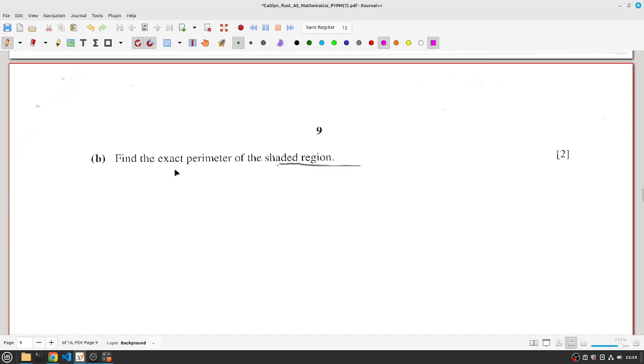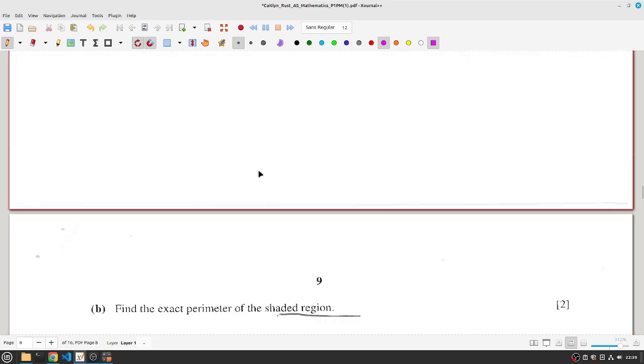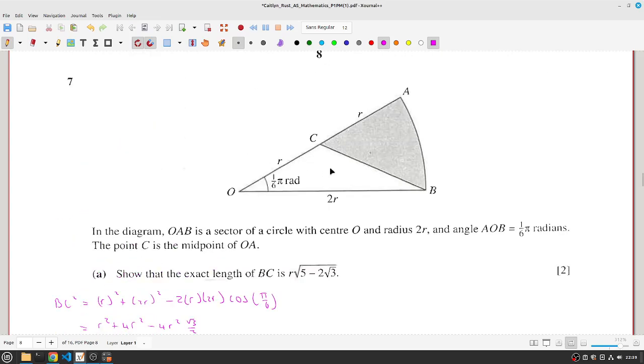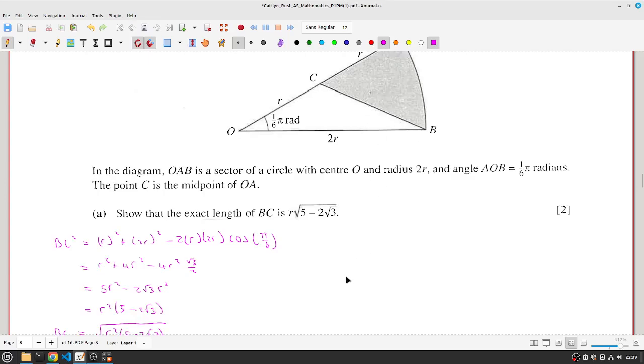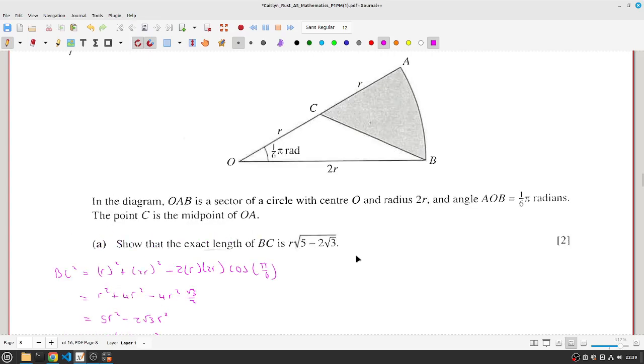Next, we have to find the exact perimeter of the shaded region. For this, I will do it up here, because here we can see the picture, and then I can copy it down. The perimeter of the shaded region will be equal to BC plus AC plus AB, right? BC plus AC plus AB, that's the perimeter.